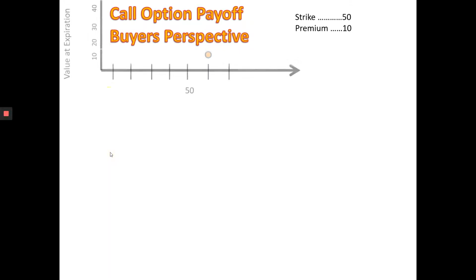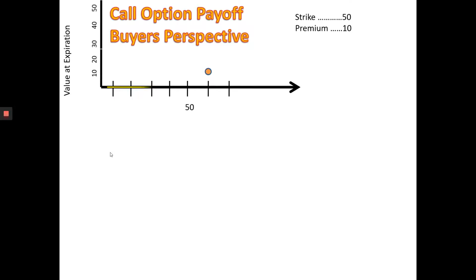Once Yes Bank crosses 50, you can see the derivative always follows it. Think of the derivative as Aladdin and his magic carpet. The stock is Aladdin and the magic carpet is the derivative. It's always going to follow Aladdin, because the stock is the underlying asset. If Yes Bank crosses 50, we are in the money, because now it has crossed your premium also. So the total you need to achieve is above 60.